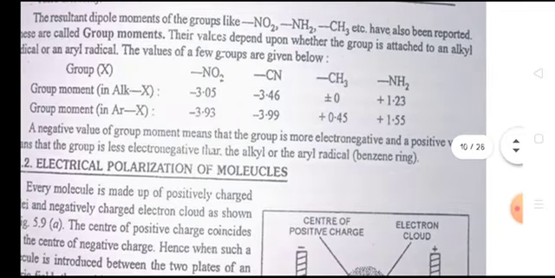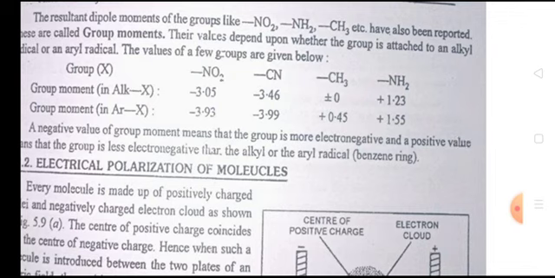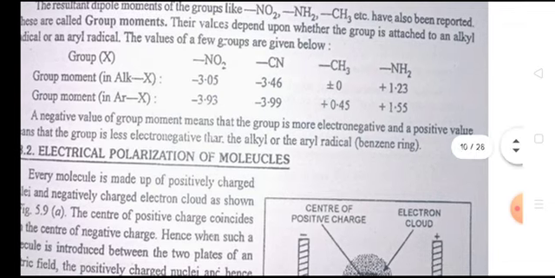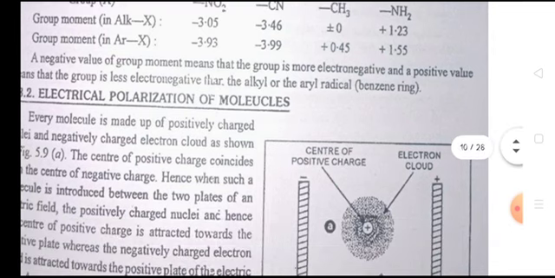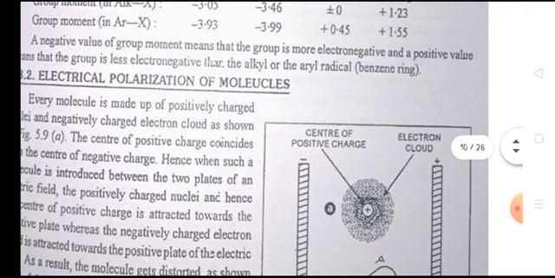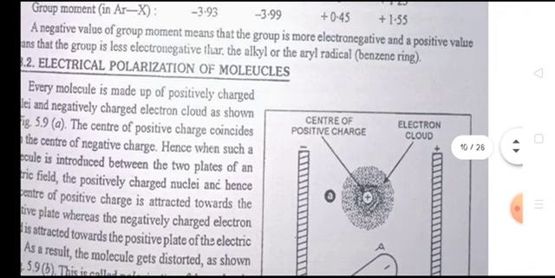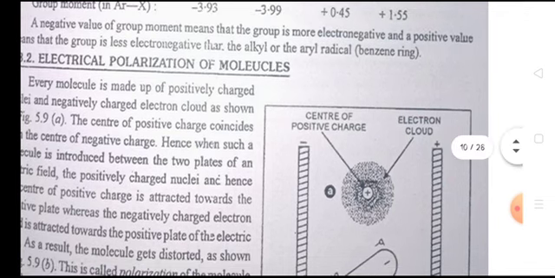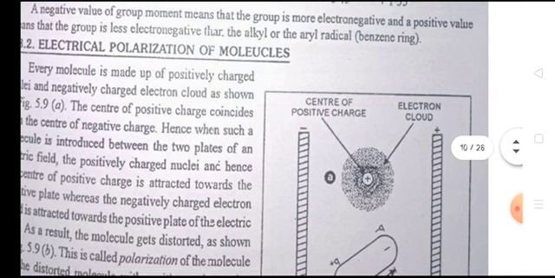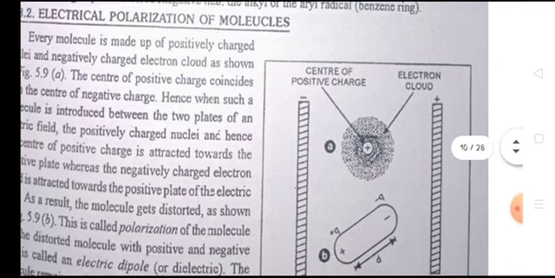The resultant dipole moments of groups like NO2, NH2, CH3, etc. have also been reported. These are called group moments. Their values depend upon whether the group is attached to an alkyl radical or an aryl radical. A negative value of group moment means that the group is more electronegative, and a positive value means that the group is less electronegative than the alkyl or aryl radical.